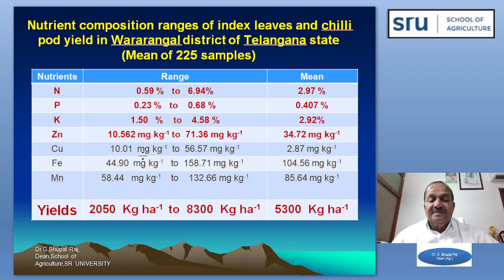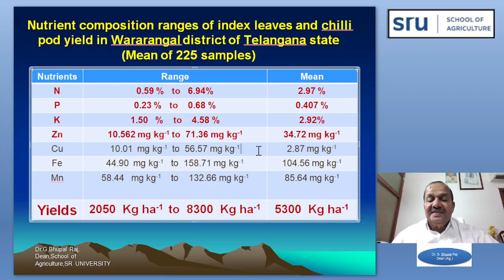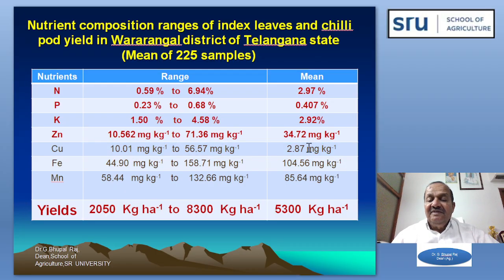Like that, copper ranges from 10 to 56.57, and the mean value was 2.87. Iron mean value was 104.56, and manganese mean value was 8.464. All these, copper, iron and manganese, were above the critical levels. They are in sufficient quantities. Only the zinc content is deficient.